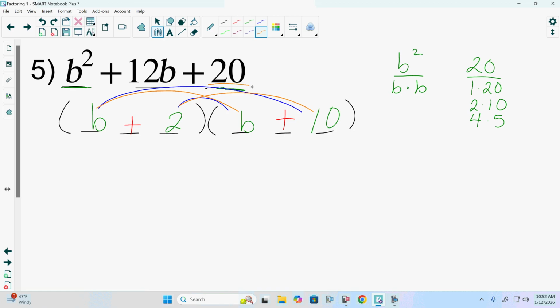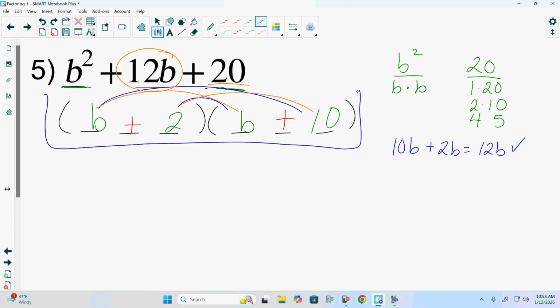The main term that changes, depending on the setup, is going to be the middle term. So we checked it, because b times 10 is positive 10b. 2 times b is going to be positive 2b, and 10b plus 2b is 12b, which is the middle term we wanted. Telling us that b plus 2 times b plus 10 are the factors.